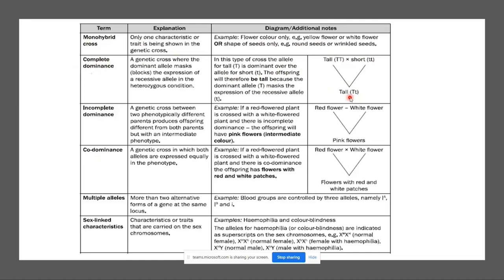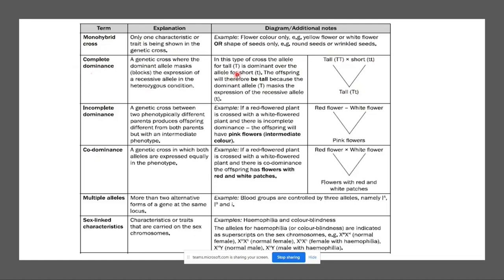This is very important information because they can tell you a tall plant was crossed with a short plant. What will the phenotype be in the offspring? They're always going to have the dominant characteristic. The dominant masks, it is shown. The recessive is not shown. The dominant characteristic is shown in the first generation.